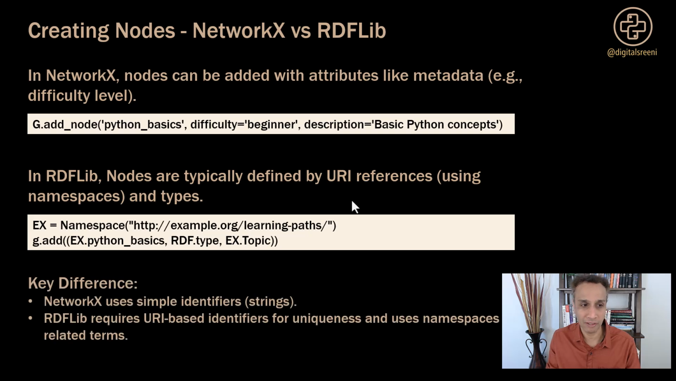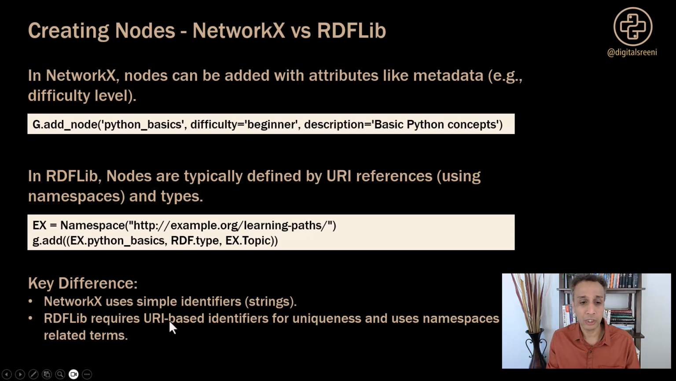How would you do this in RDFlib? First, you define a namespace that you want to attach, right? So here I called it EX, and then very similarly, you define a graph using RDFlib, and then you .add, and when you're adding it, you're adding the Python basics as your name, and you have the type and the topic, right? So these two. Again, we'll see more examples once we get into the code in a few minutes. So obviously the key difference here is NetworkX uses a simple identifier, so you can define a dictionary of your names and the attributes, and you can just add all the nodes in an easy way.